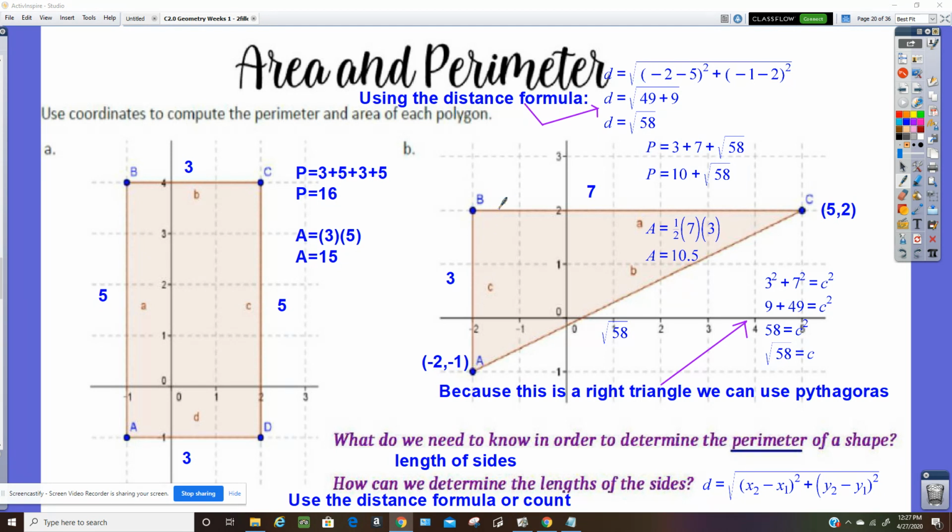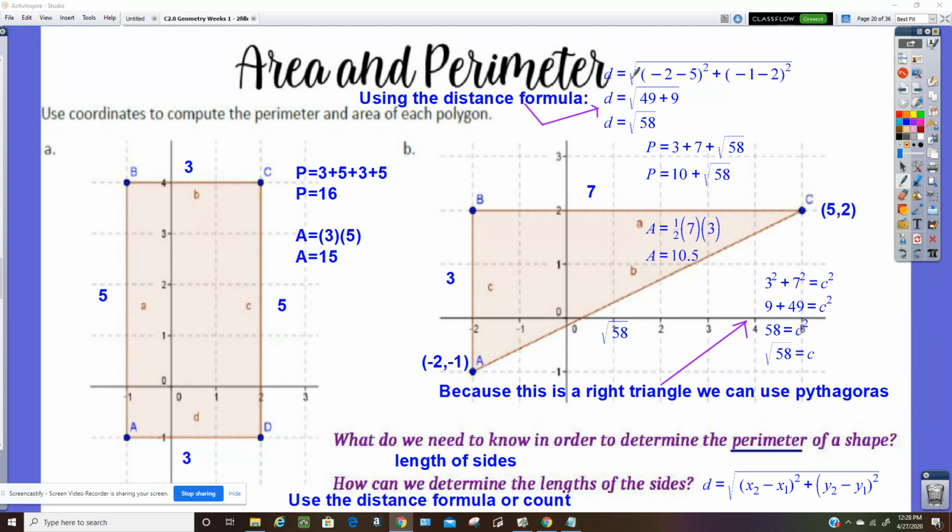For example, from A to B here is 3 units, and then from B to C is 7 units, but I cannot count the number of units on a diagonal. I have no idea how long this is right here. So on this triangle, because it's a right triangle, I can use Pythagoras. 3 squared plus 7 squared equals c squared. So 9 plus 49 equals c squared. c squared is 58, and then take the square root, and c is the square root of 58.